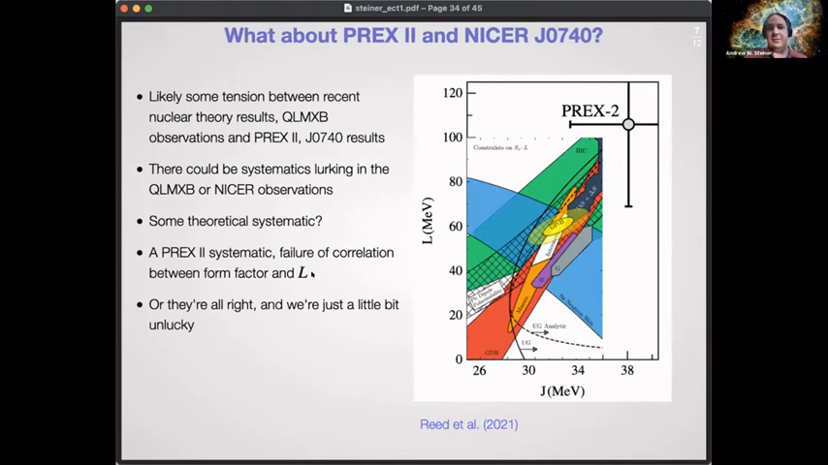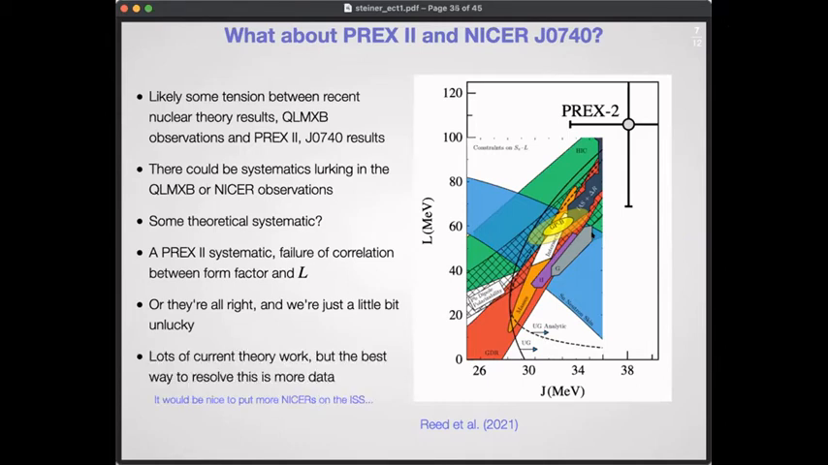Or look, maybe they're all right. These aren't 5 sigma results, right? These are sort of 1 sigma results. To 2 sigma, these all agree anyway. As Chuck pointed out with his overlap figures, everything does overlap at some point. So maybe we're just a little bit unlucky for some reason, and what appears to be a disagreement is actually an agreement, and everything's fine. I don't know. The best way to resolve this is, of course, more data.